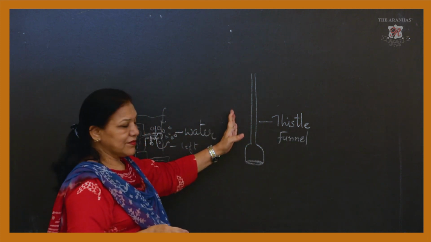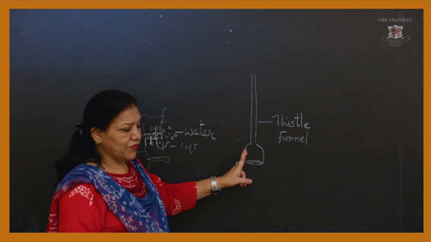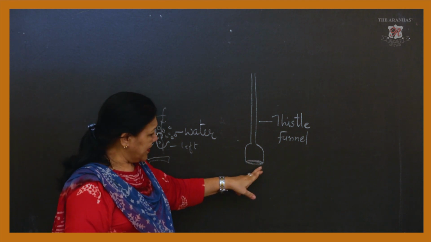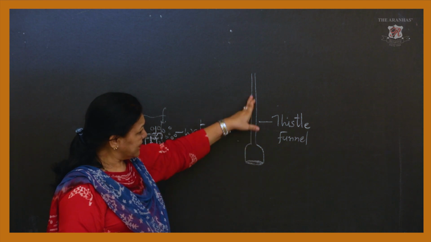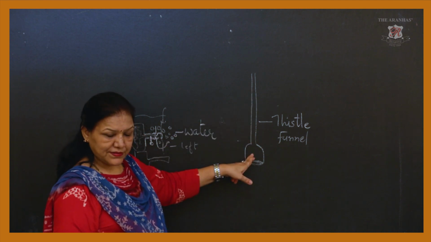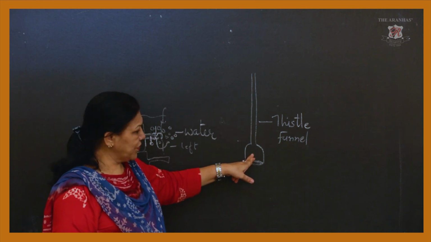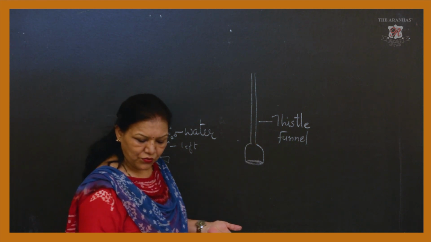This is a glass rod shaped thistle funnel. Here is a hollow mouth over here. This is a glass rod present over here. Now how does it work? The beaker you all know very well.